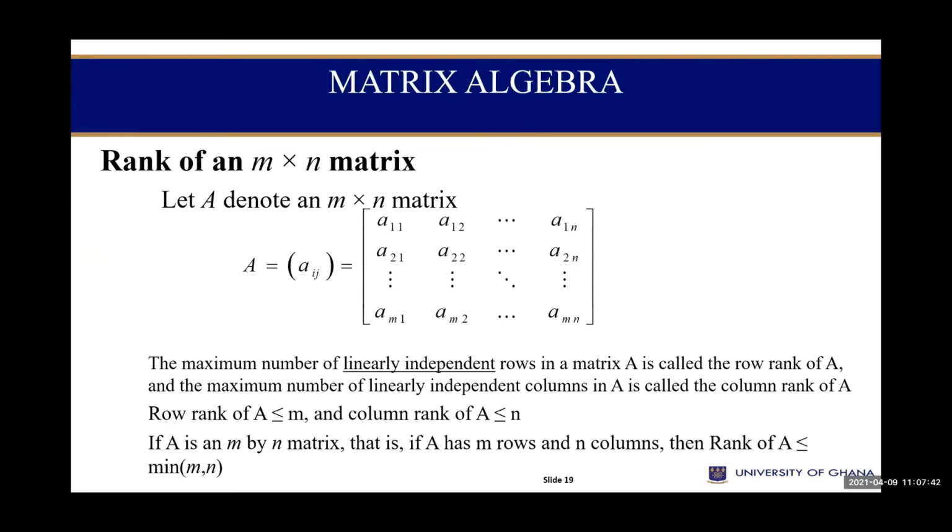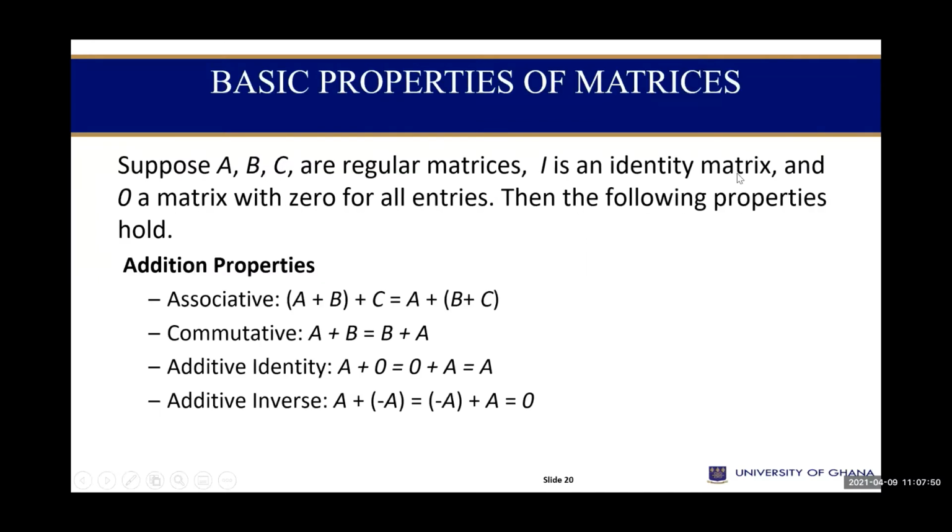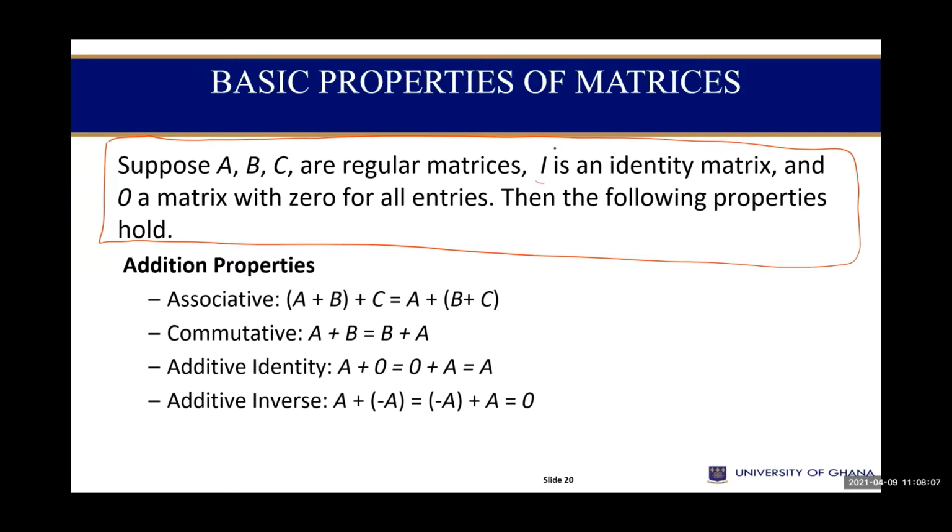So this is just the rank of an N by N matrix. It's just an explanation. I'll come back to this as well. Let's move to some properties of matrices, and we are making an assumption here. Suppose we have A, B, C, which are all regular matrices, and we have an identity matrix given as I, and we have a matrix O, also having all its elements as what? Zero, for all entries. Then the following properties can occur.